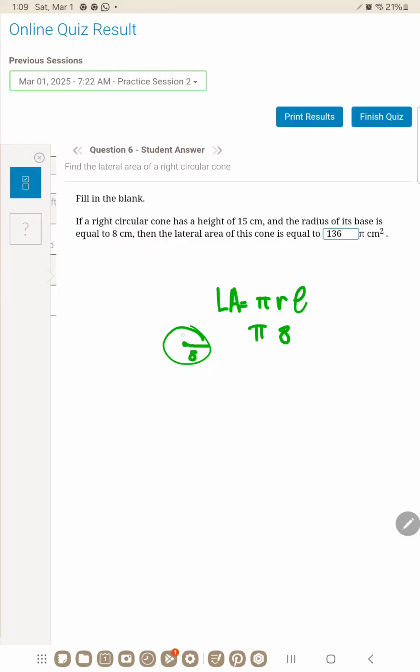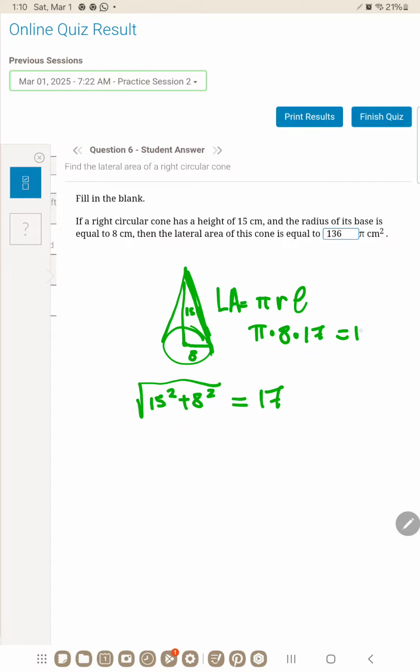Here, height is 15. Actually, I'll draw a bigger cone. So the slant height, which is this side, the thick side that I'm drawing now, is equal to the square root of 15 squared plus 8 squared, which is 17 if I'm not wrong, but let me check. Plus 8 squared, and yeah, 17. So it's pi times 8 times 17, which is going to give you 136 pi, which is your answer. Now, moving on to the next one.